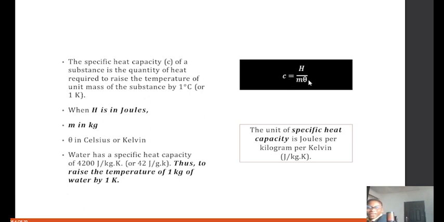That is the specific heat capacity. H is equal to M multiplied by the change in temperature. The unit of specific heat capacity is joules per kilogram per Kelvin.